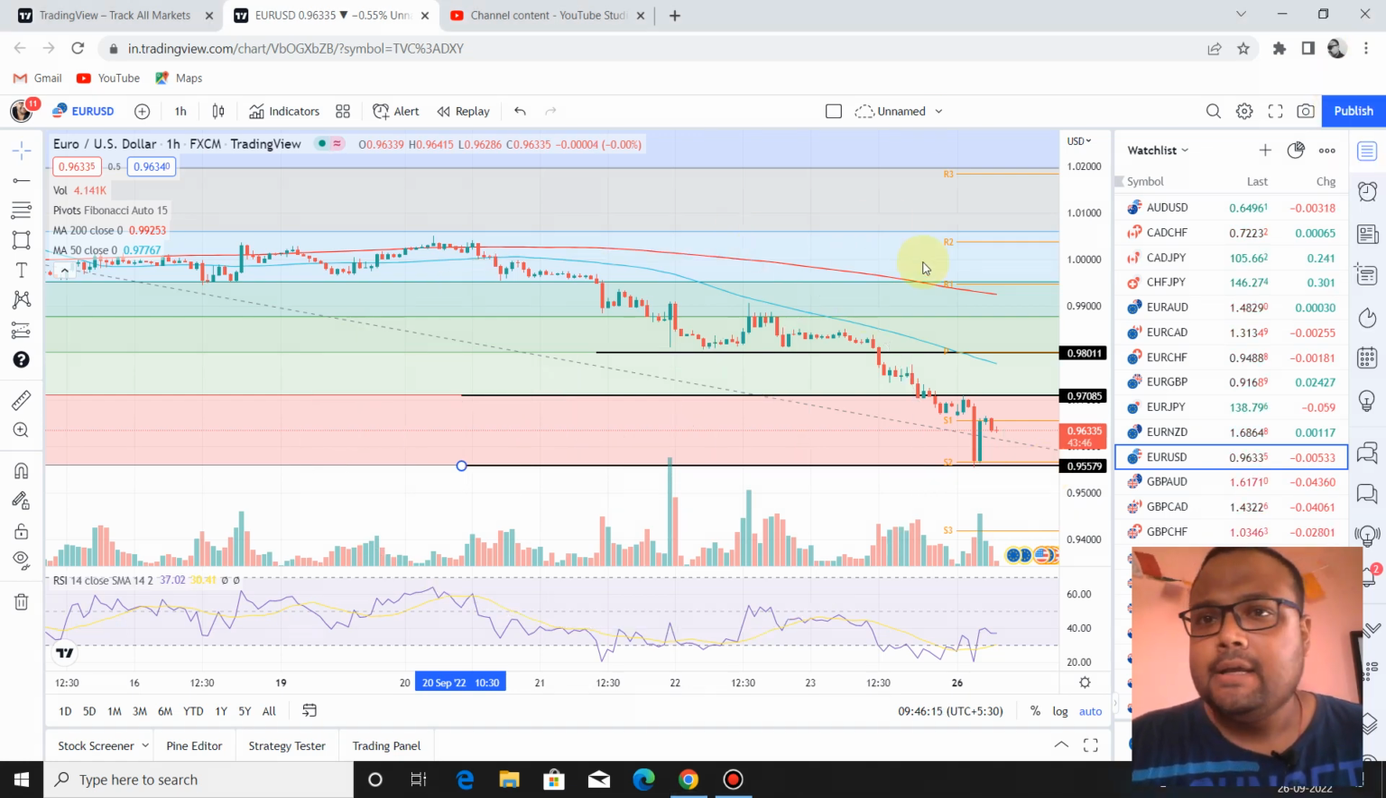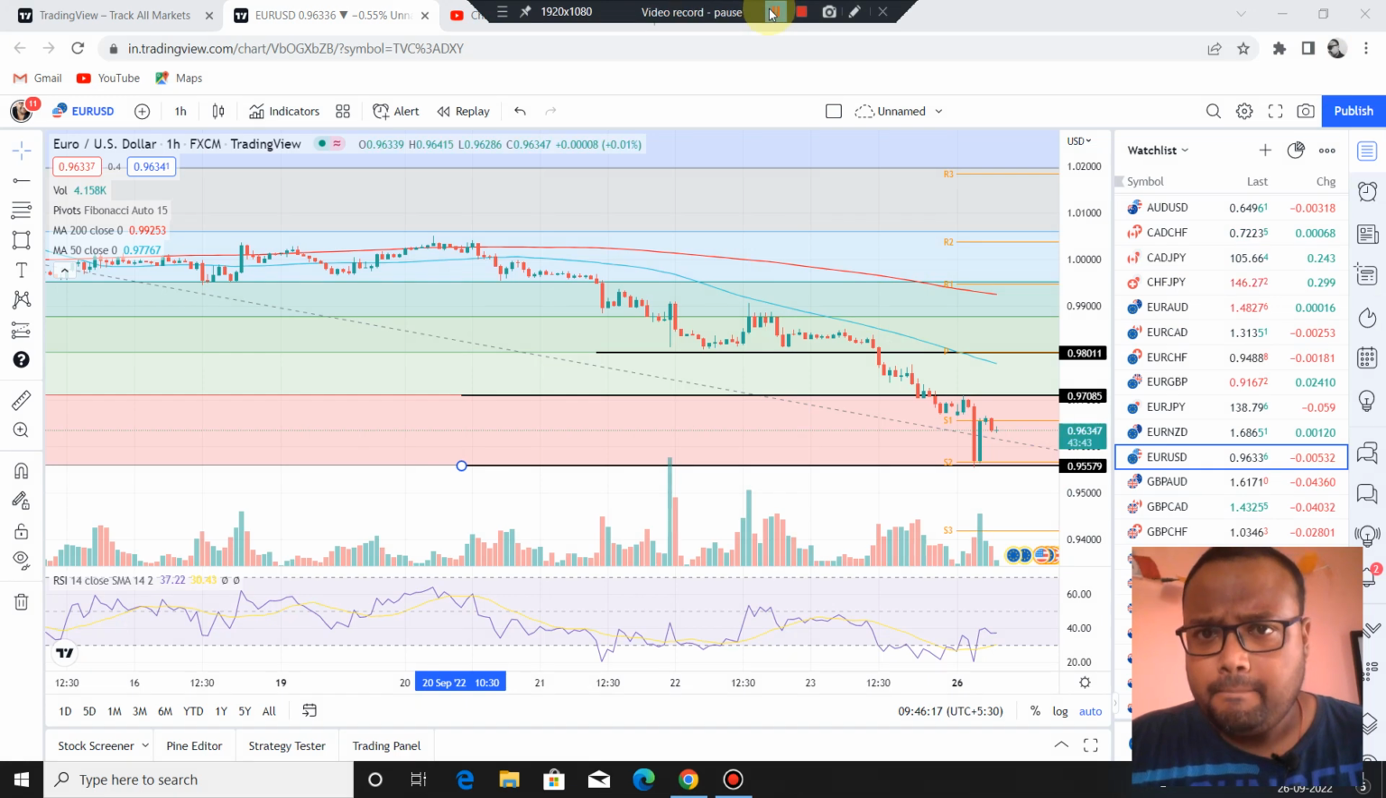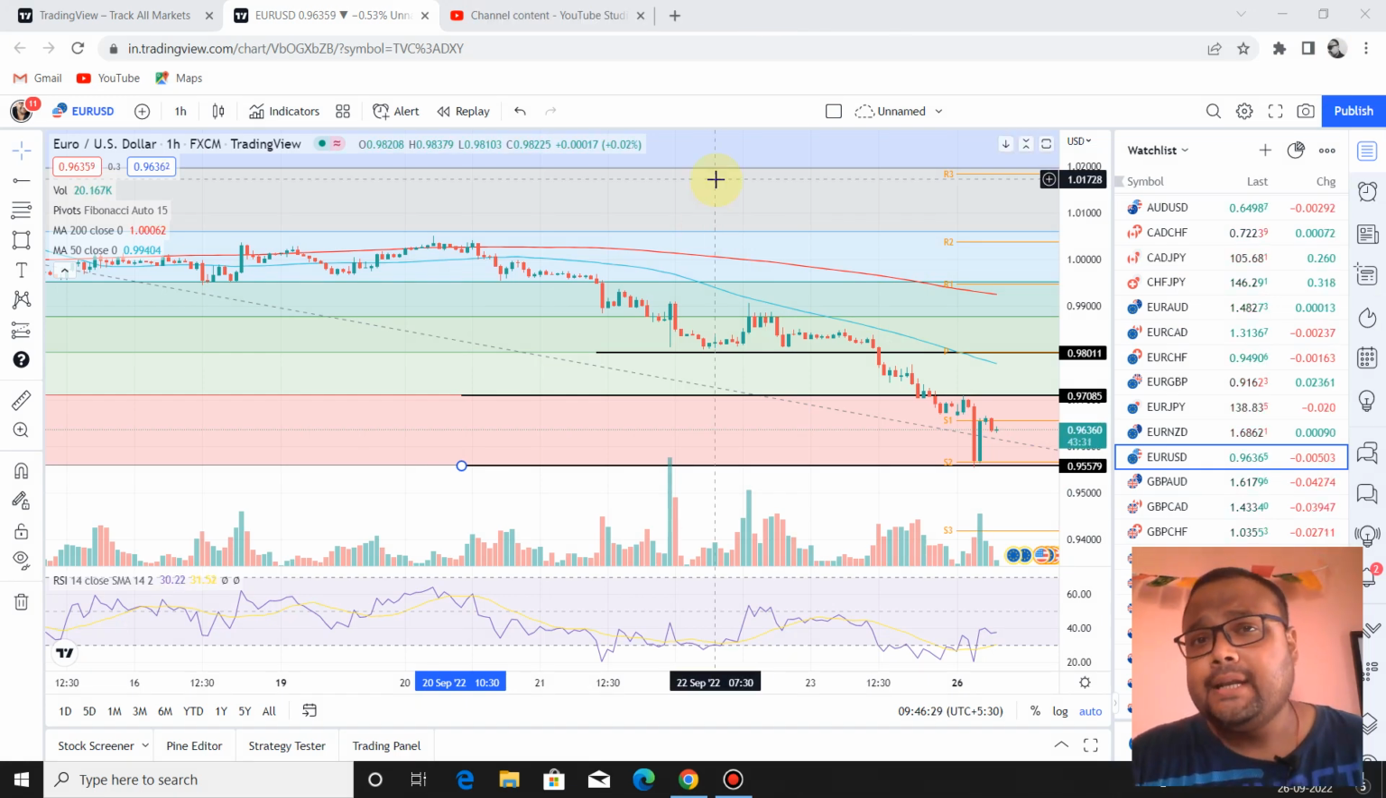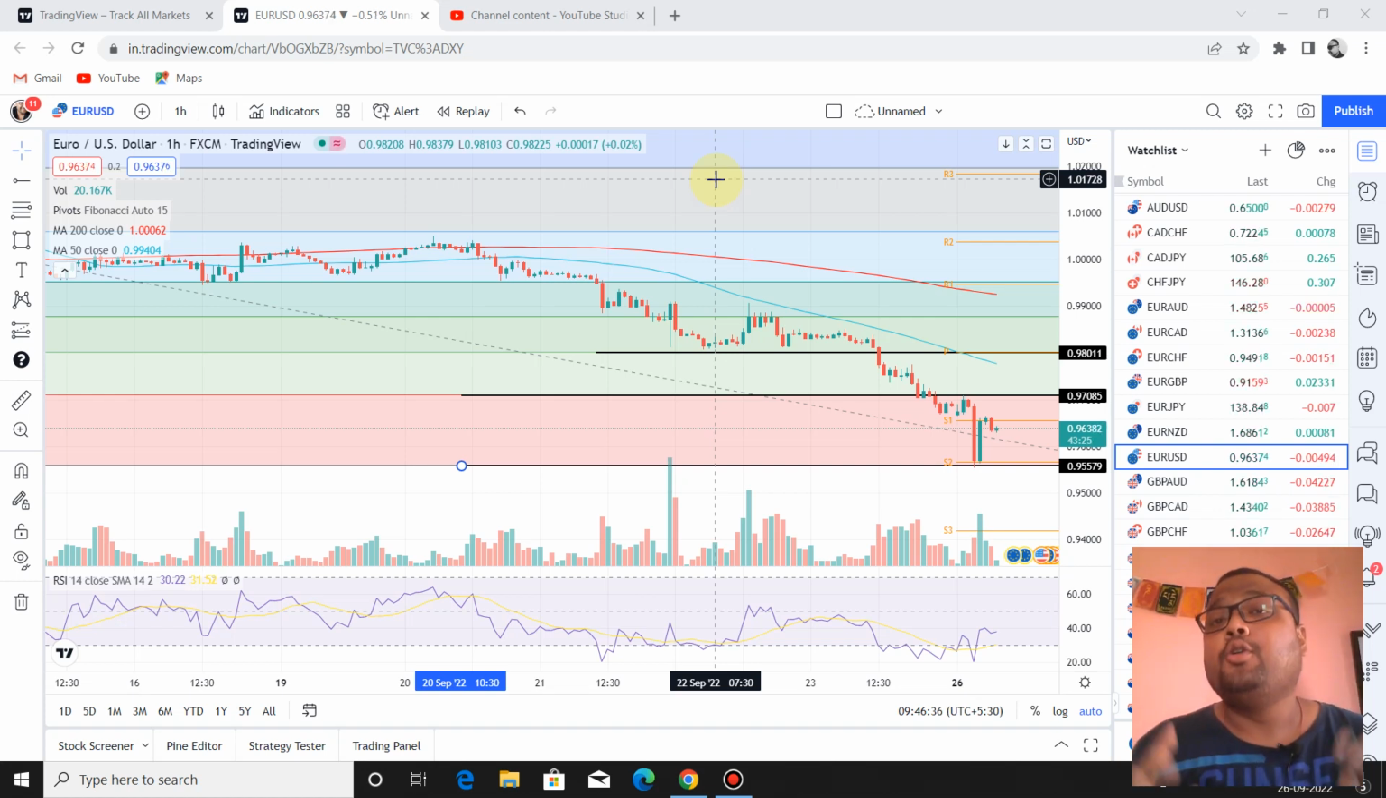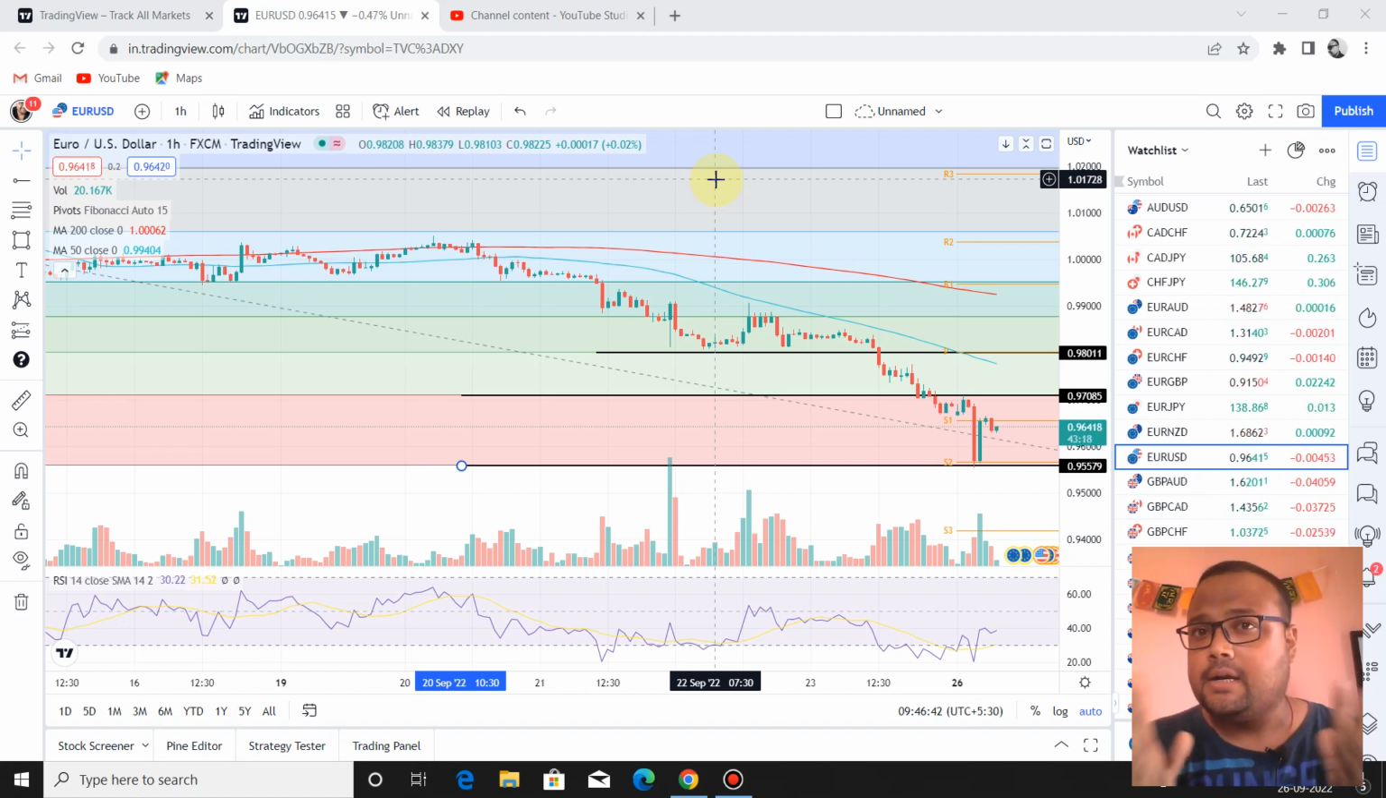But keep in mind that breakout or breakdown trades can be tricky, so as a result, do not put a heavy lot size, follow proper risk management, and moreover, I can be wrong as well, so do not gamble with your hard-earned money. Okay, so hopefully you got the point.